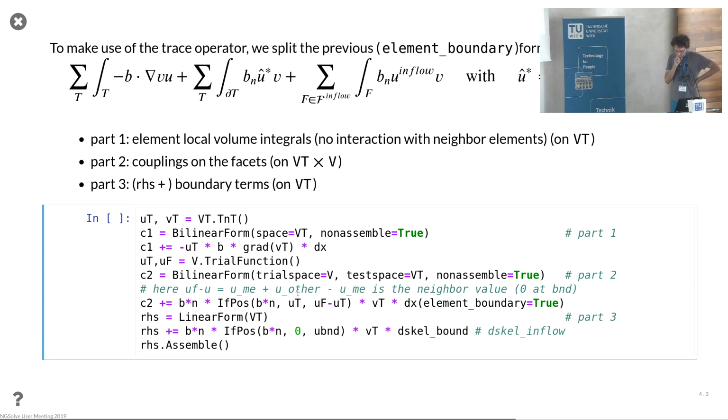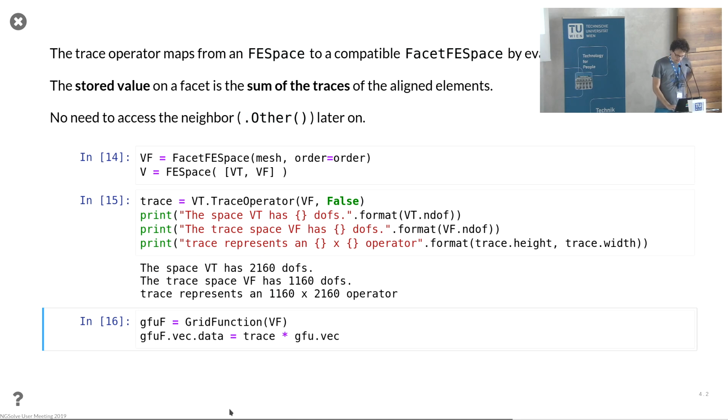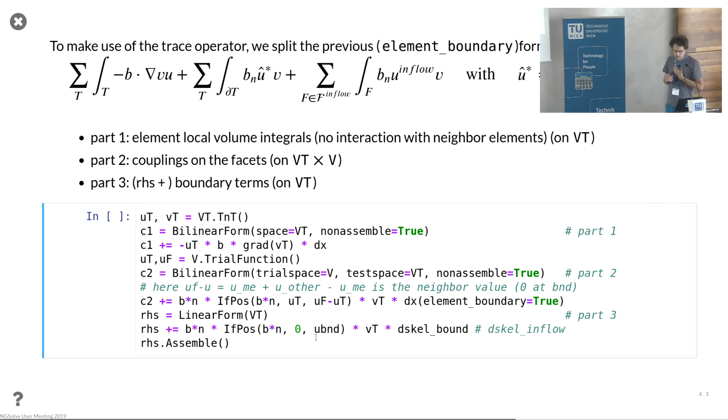Okay, now the question is, what is actually the result of this operation? If I have a function defined on my grid and apply this trace operation, obviously on every edge in 2D in the mesh I now have a double valued function, because I have a trace from the left and from the right. What this does is it adds up both values. And this is why we have to be careful in a minute.